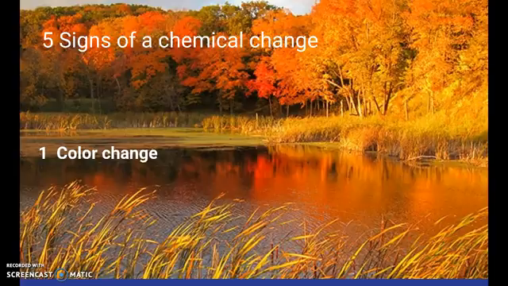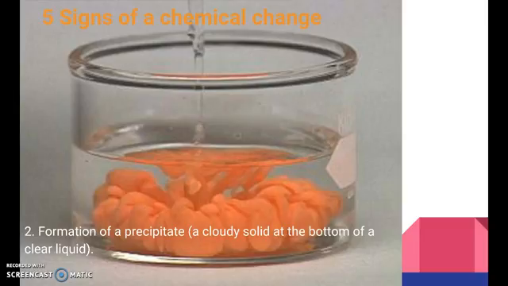Chemical change doesn't happen in just leaves. It could happen in other substances too, that would have the chemicals change into something different. The formation of a precipitate. That is a cloudy solid that would form at the bottom of a clear liquid.